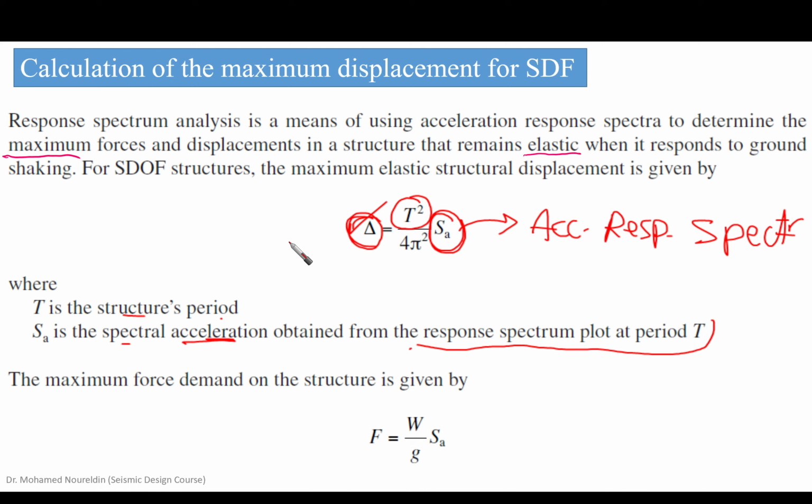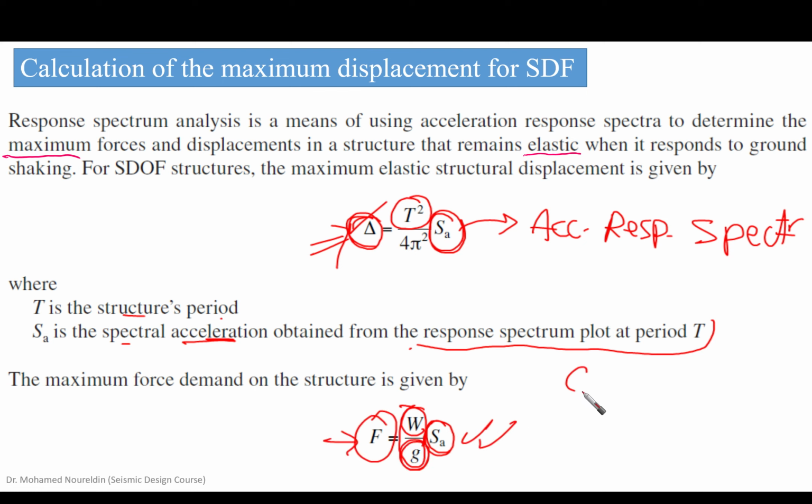Then this is the maximum displacement. What about the maximum force? We want the maximum force. Simply, there is nothing to it. The same SA is going to be multiplied by the mass. Mass here is the weight over the gravitational acceleration. So we can obtain this force easily.